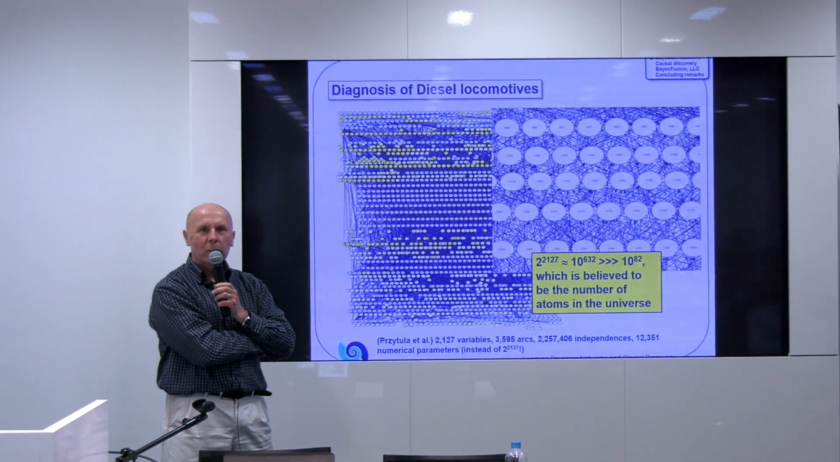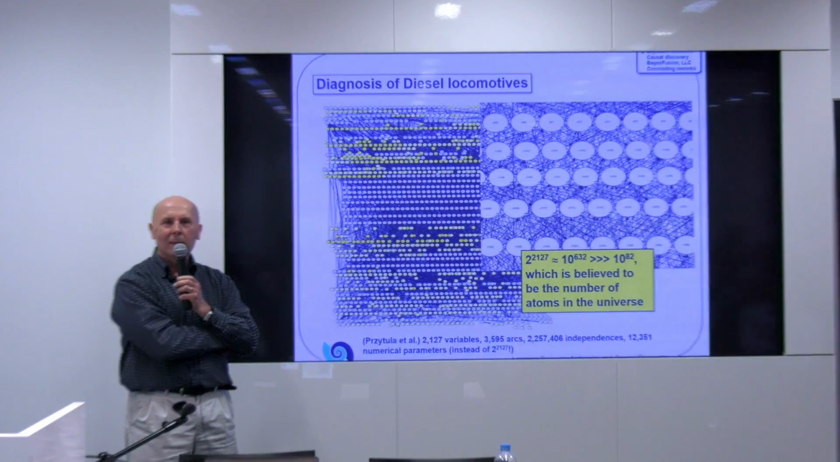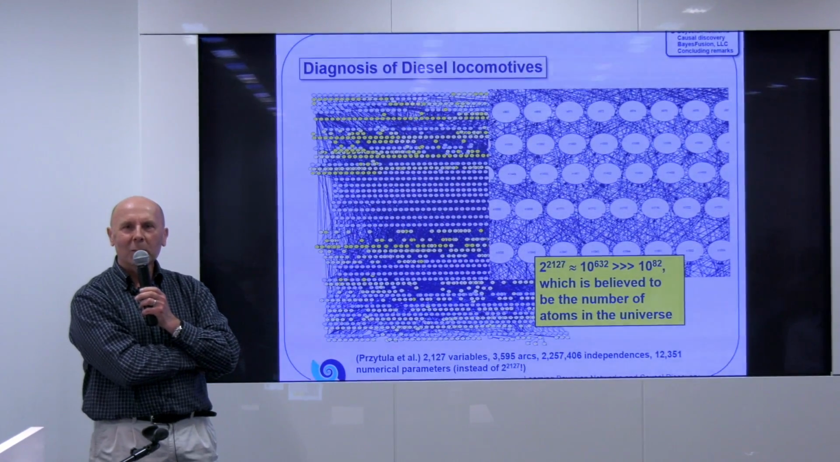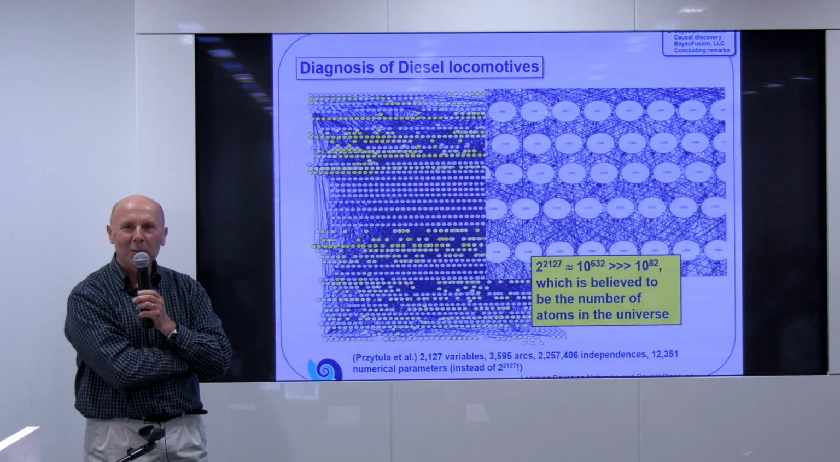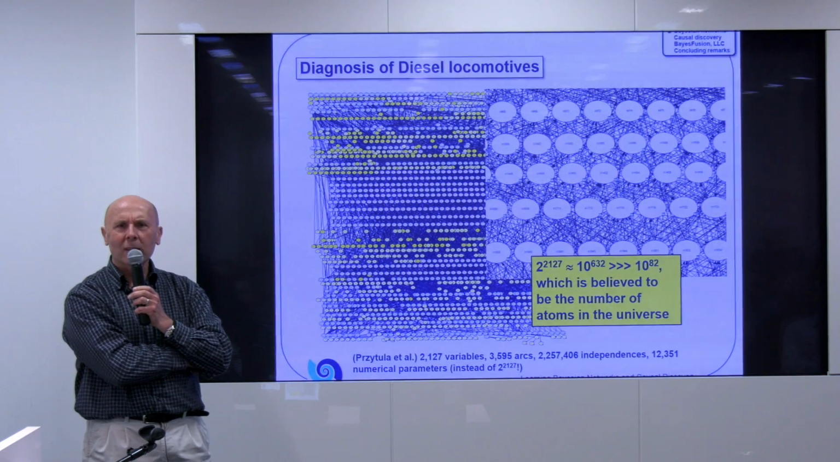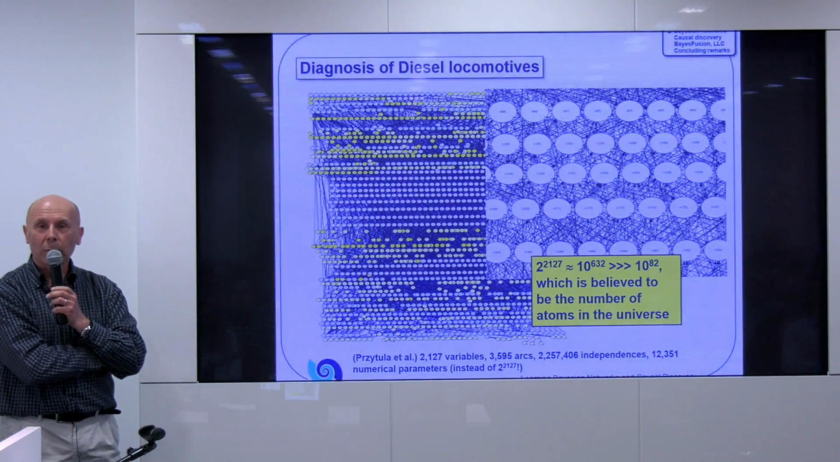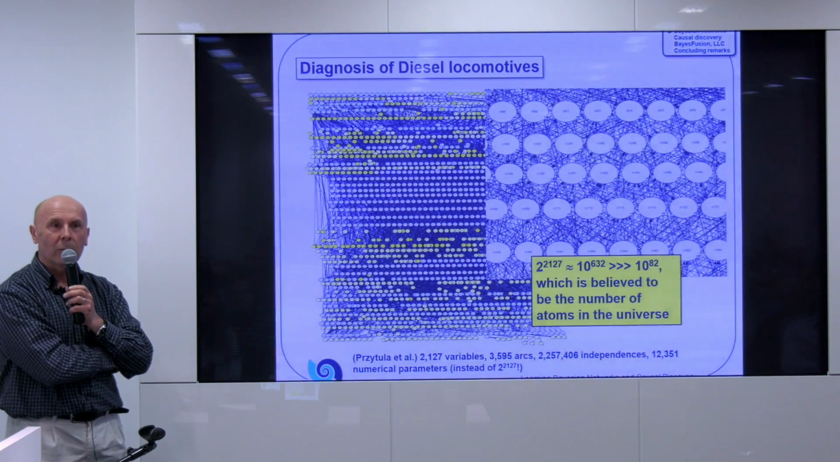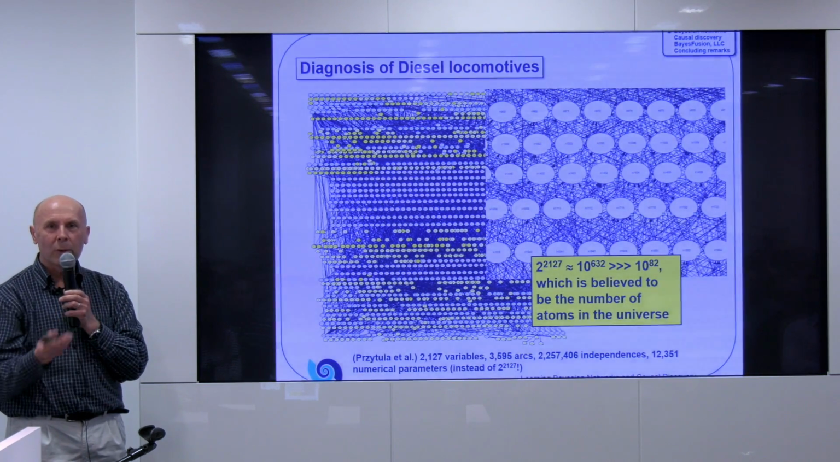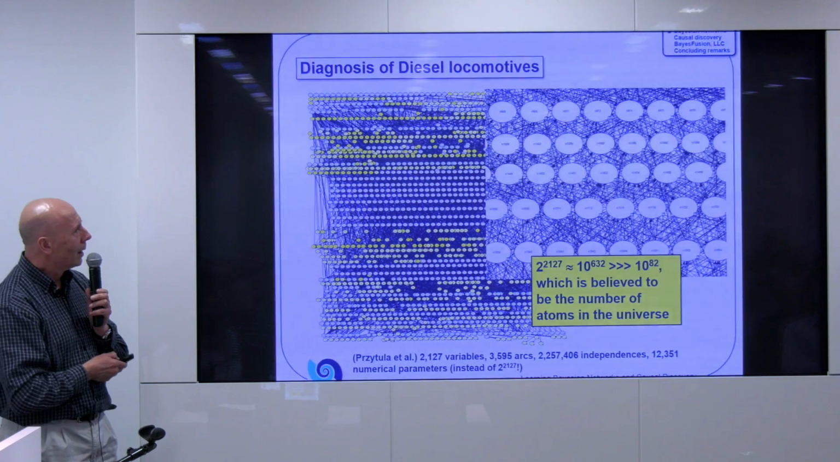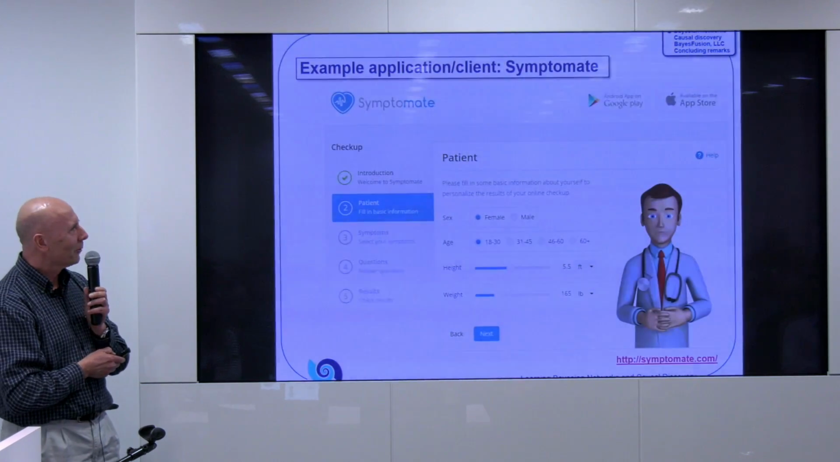which is much bigger than 10 to the power of 82, which is believed to be the number of atoms in the universe. So the savings are just enormous. And the savings make it practical to use probability theory in modeling domains and in reasoning with them. So that was the introduction to Bayesian networks.